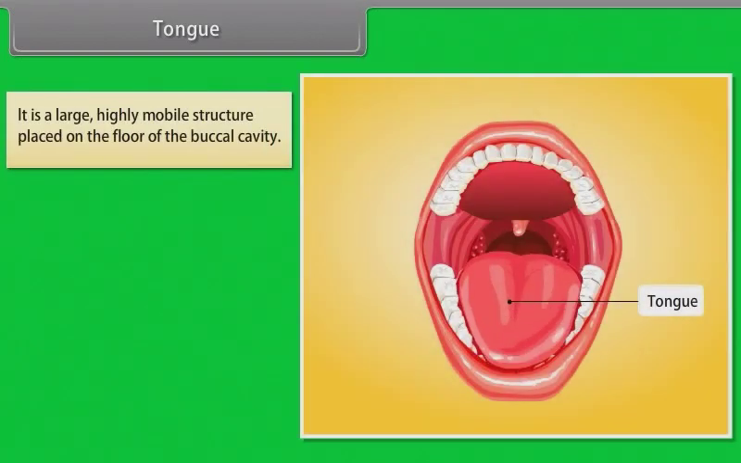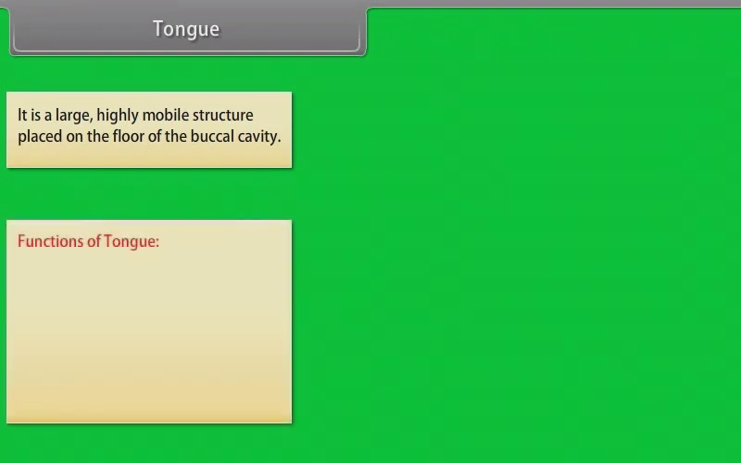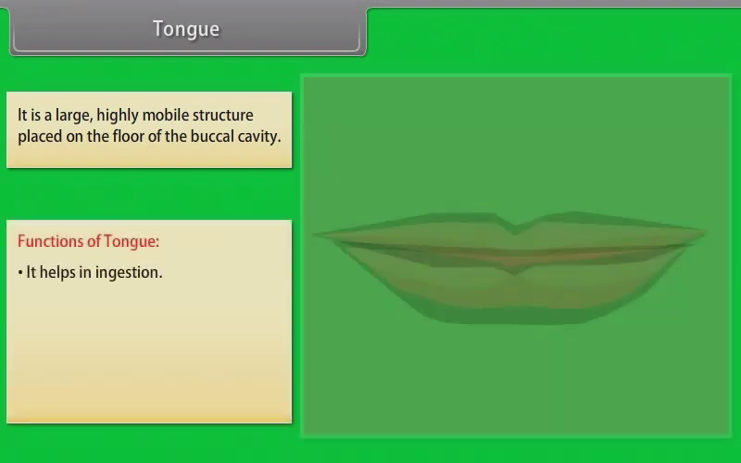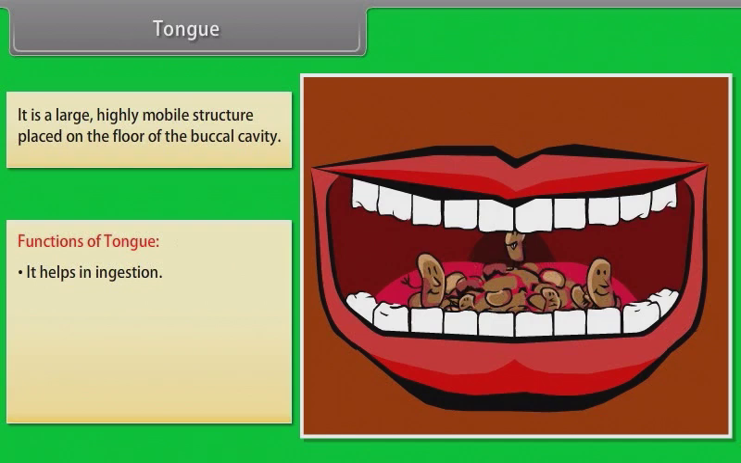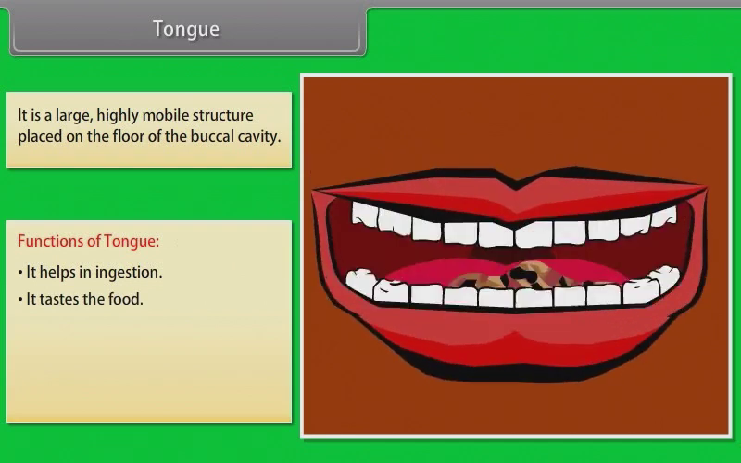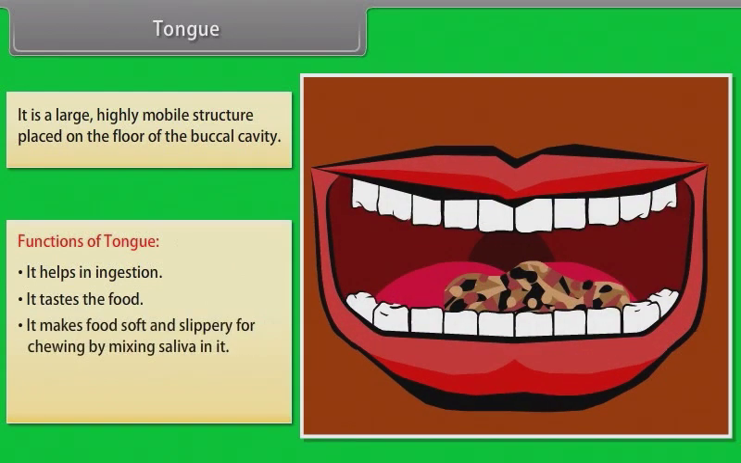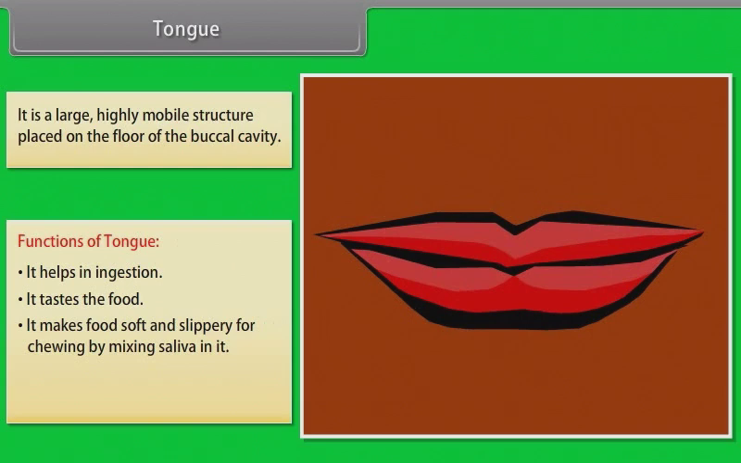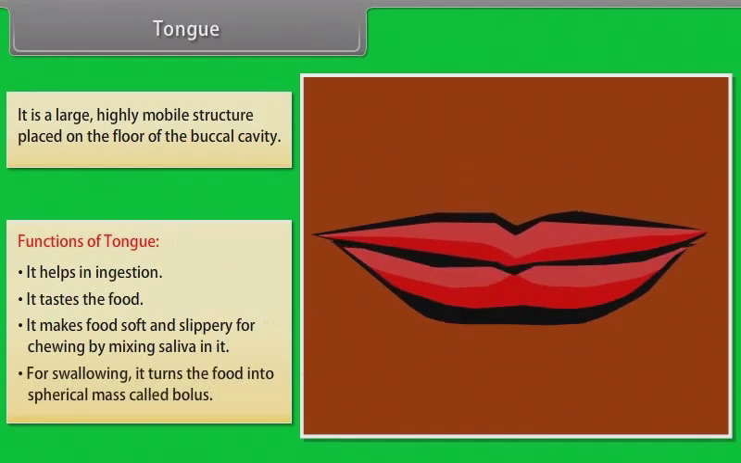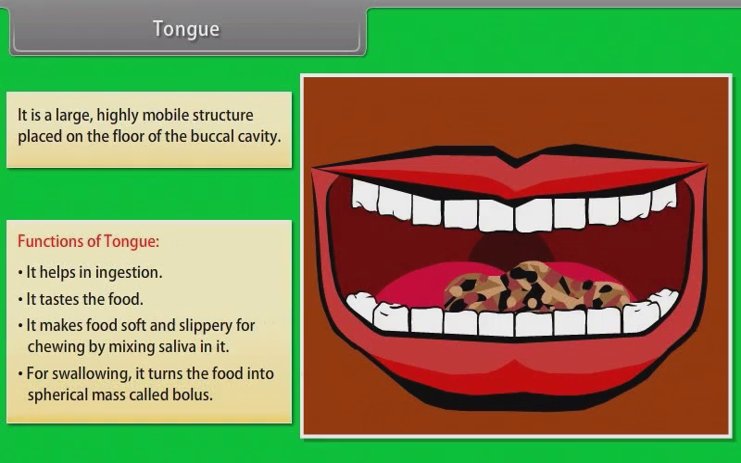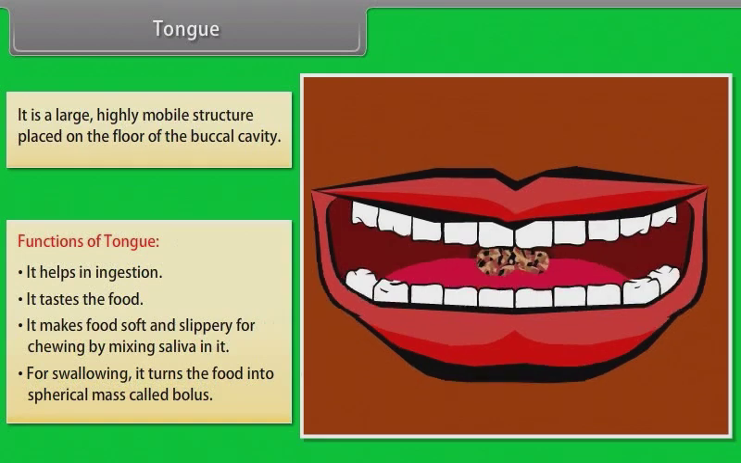Tongue. It is a large, highly mobile structure placed on the floor of the buccal cavity. Functions of the tongue: it helps in digestion. It tastes the food. It makes food soft and slippery for chewing by mixing saliva in it. For swallowing, it turns the food into a spherical mass called bolus.